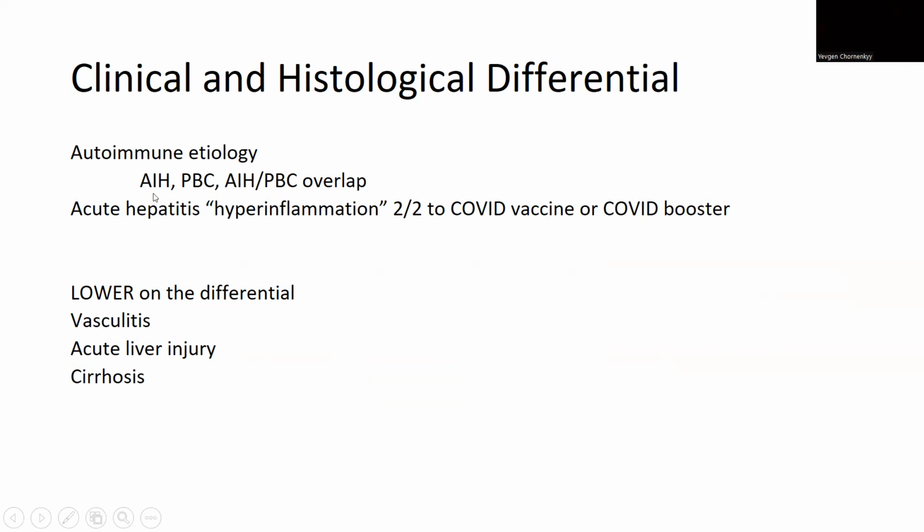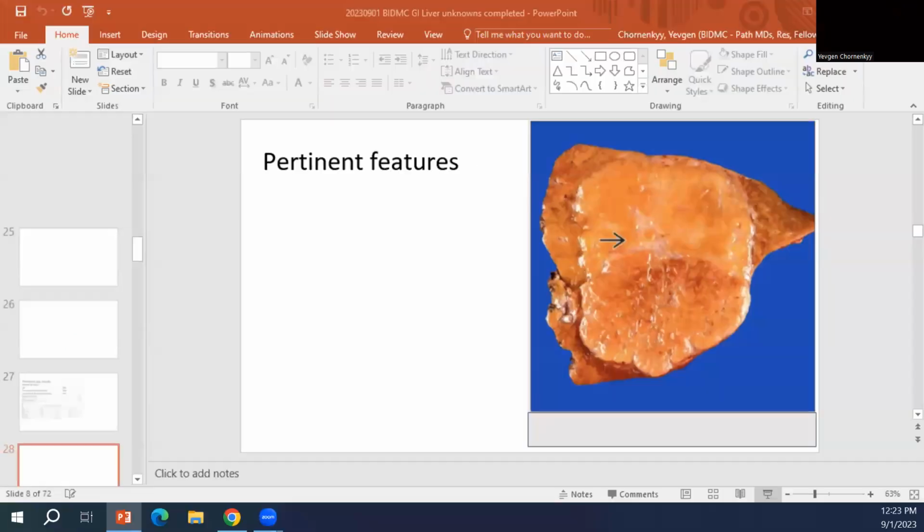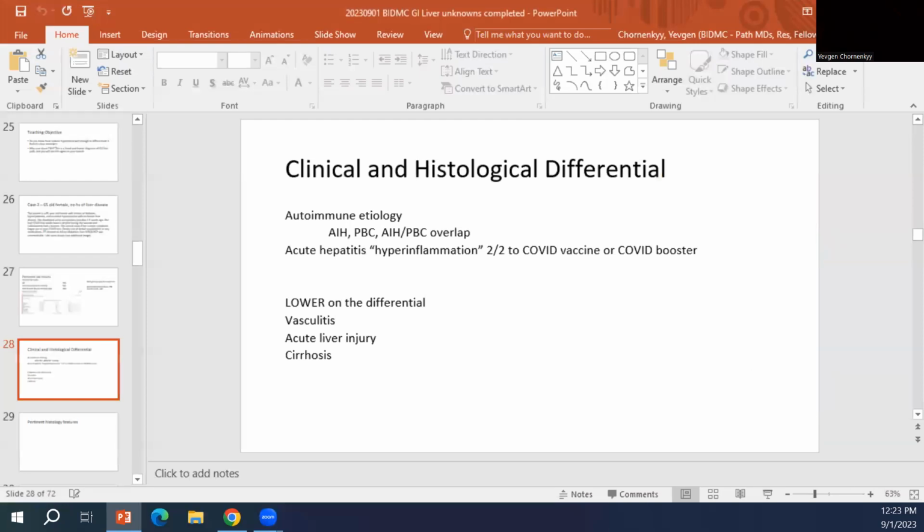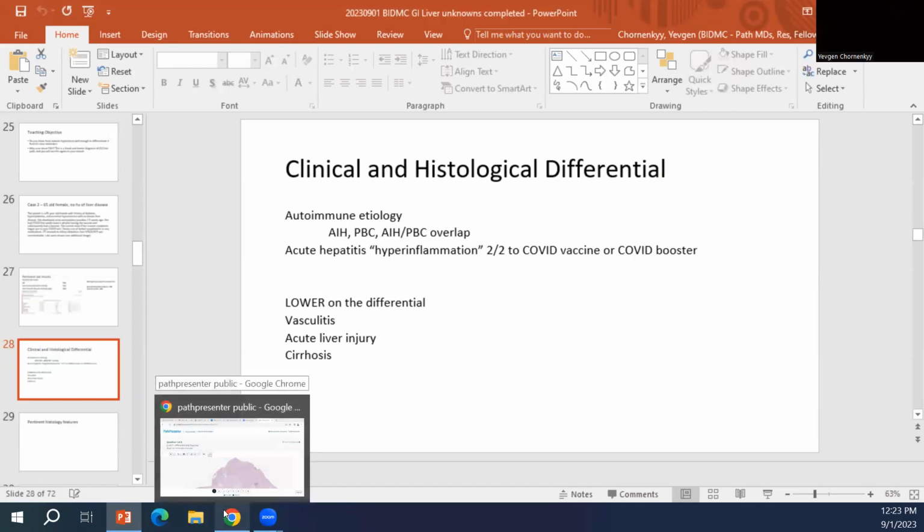Is this AIH, PBC, AIH overlap? Or is this acute hepatitis, like hyperinflammation due to the COVID vaccine or COVID booster? That's a possibility. But our differential at the moment... There's one more possibility, that's called cholangiopathy.